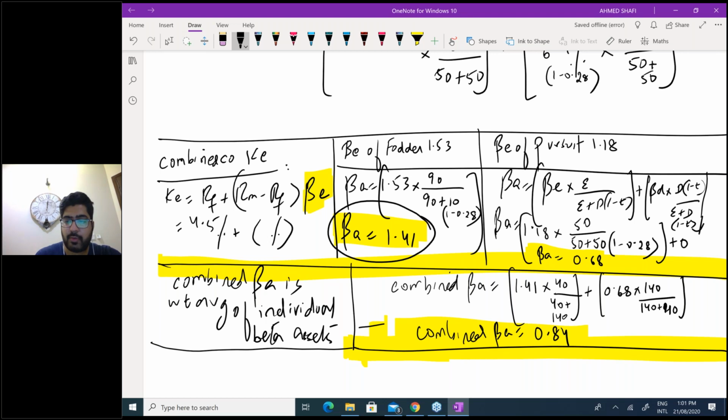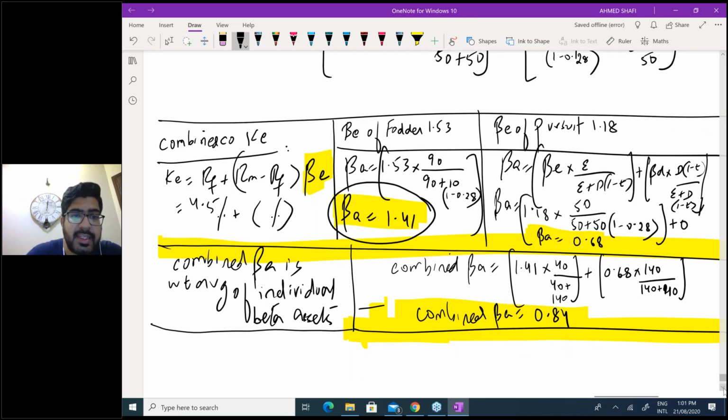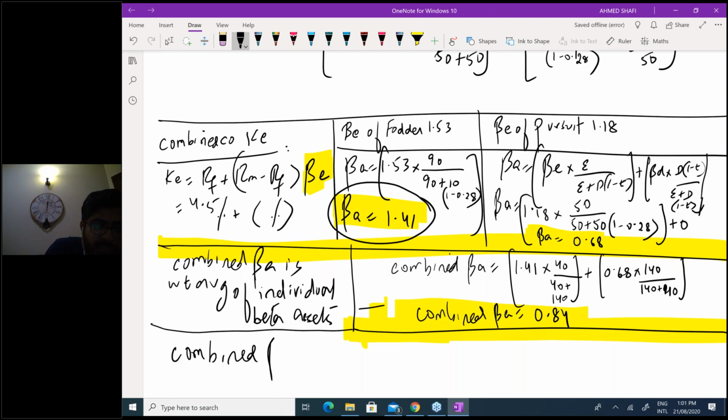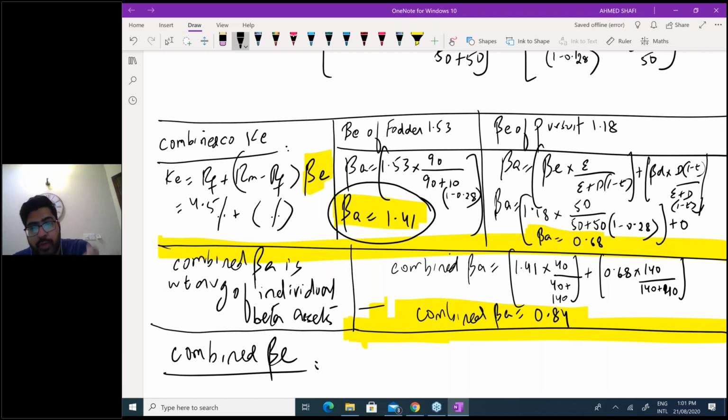Now, again, the main question was that, listen to this carefully. You still need combined KE, RF plus beta equity times market premium. You need combined beta equity. The question didn't give any information about combined beta equity. It just gave that combined beta asset is the weighted average of individual beta assets. So you got individual beta assets, weighted them to market values, you got combined beta asset, but still that doesn't work. You need combined beta equity. If you have combined beta asset, you can easily find combined beta equity by regearing.